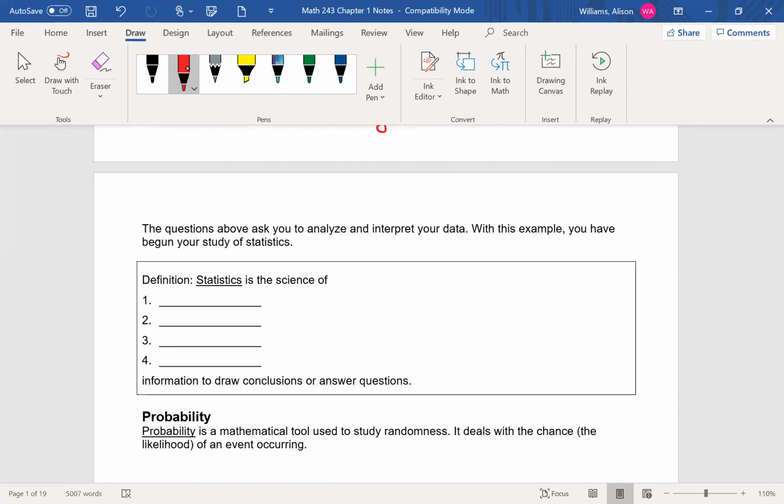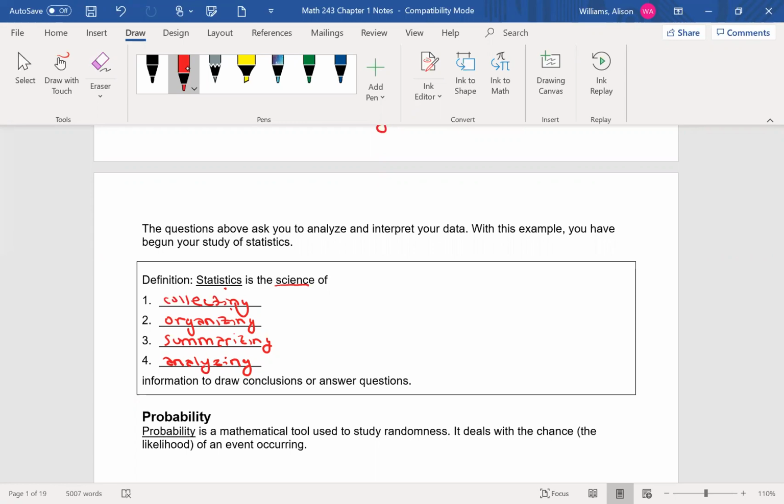So, statistics, by definition, is the science, and I want to make note, I said it earlier, science, that is an important distinction, of collecting, organizing, summarizing, and analyzing information to draw conclusions or answer questions.